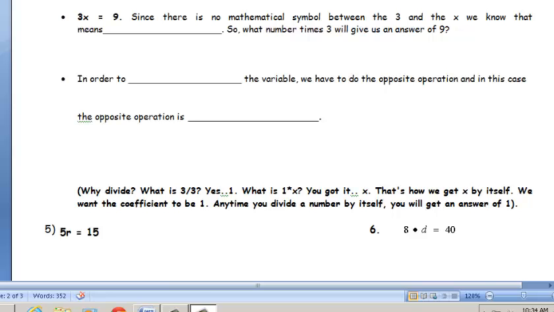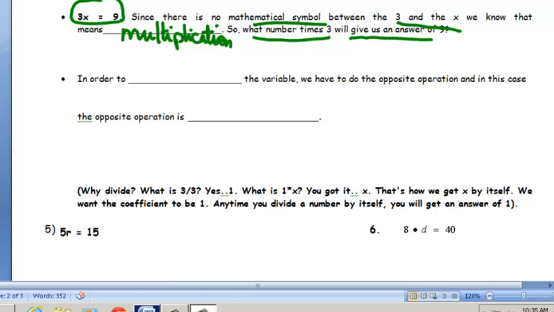Let's sort of work with an example. So when they say 3x equals 9, and since there is no math symbol between the 3 and the x, we know that means multiplication. So how do you undo a multiplication? We divide. So what number times 3 will give us an answer of 9? That's what we are looking for. So in order to isolate the variable, we have to do the opposite operation, and in this case the opposite operation is division because we are multiplying 3 with the x. Now go ahead and read this a little bit. It's sort of an explanation.